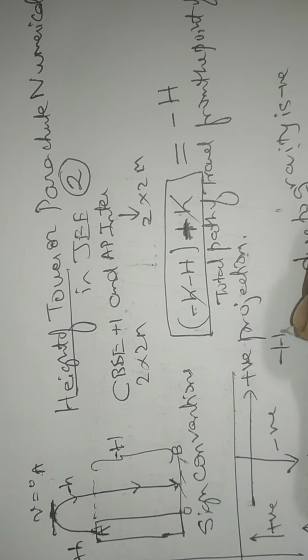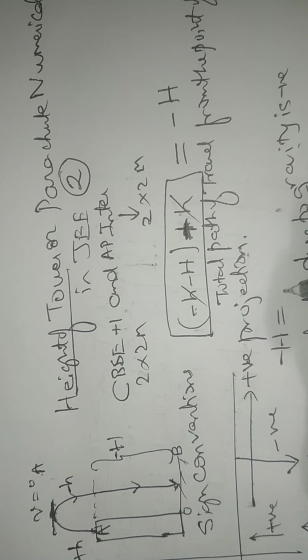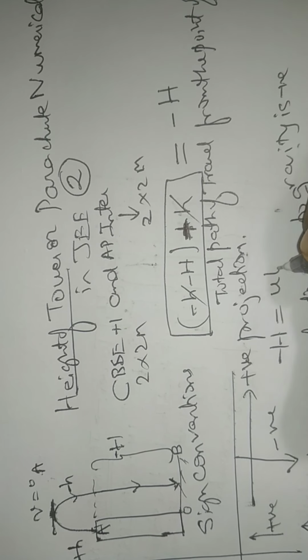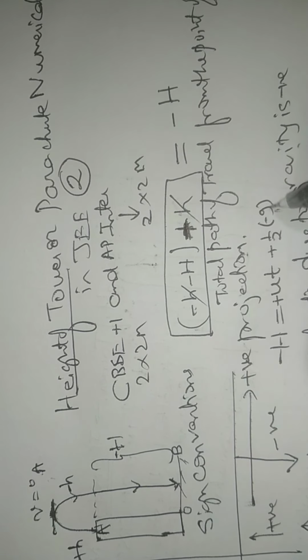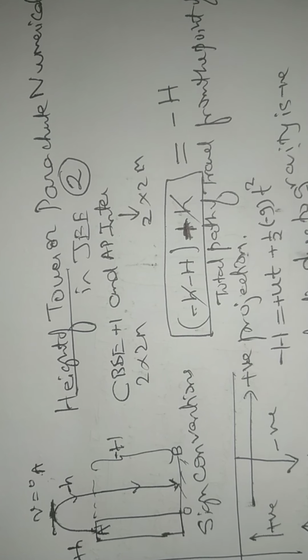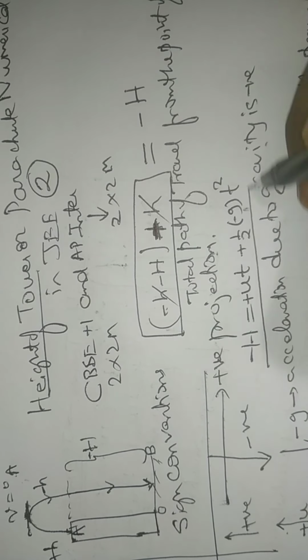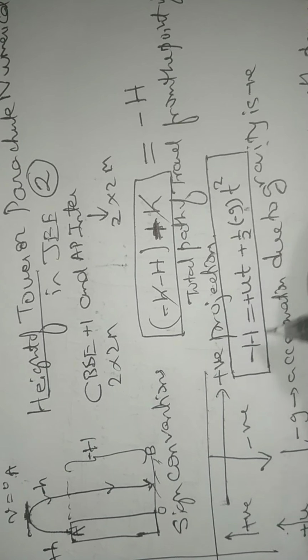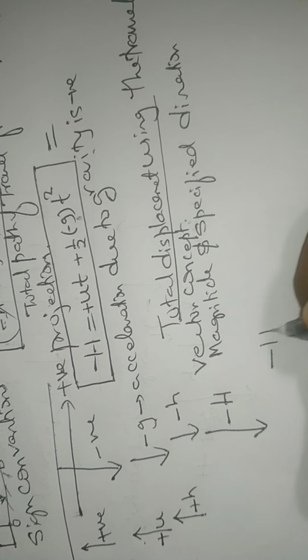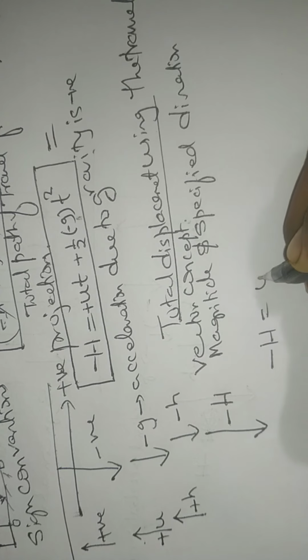So what will be the RHS? It is UT, because it's positive, plus half A T squared. A is negative here, so minus half G T squared. So that is your final capital H, the height of the tower, also used in the parachute problem. So we can write it again as minus capital H equals UT minus half G T squared.